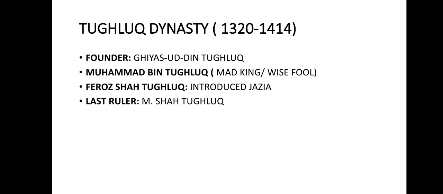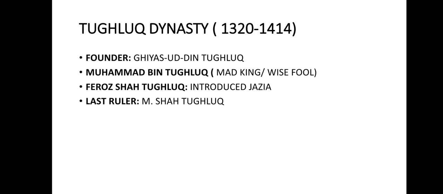The Tughluq dynasty started in 1320 and lasted until 1414, when it ended. So let's talk about the founder of the Tughluq dynasty. The founder of the Tughluq dynasty is Ghiyasuddin Tughlaq. Ghiyasuddin Tughlaq is the first sultan to start irrigation, which no other sultan had done. So he is considered to be the first sultan to start irrigation in India.